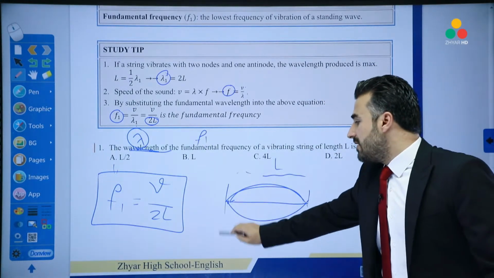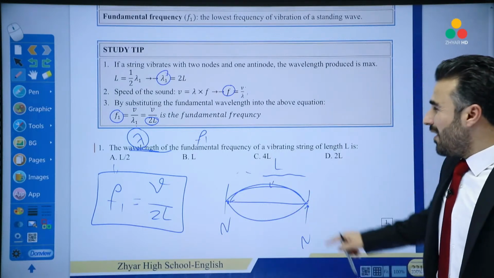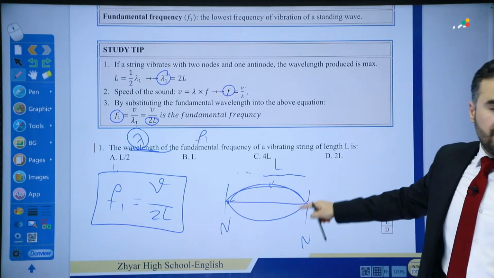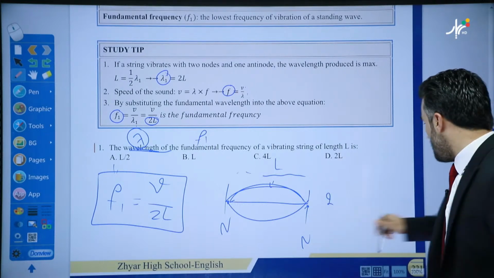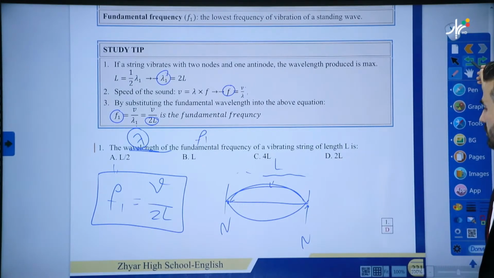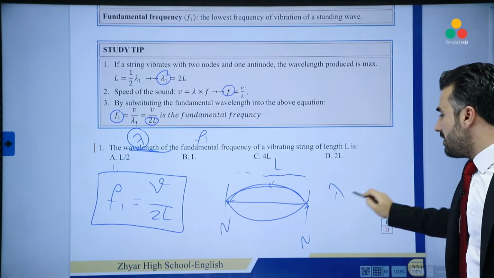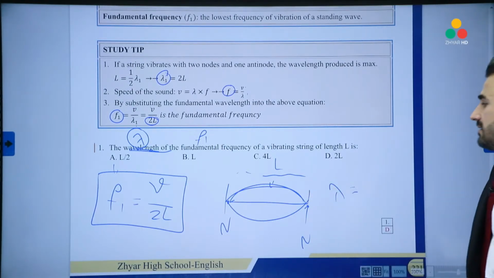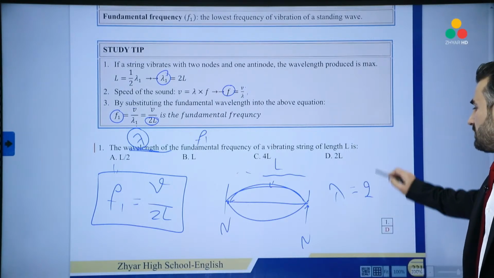So remember, we have a node and another node here, and there is one antinode here. So what is the wavelength equal to? We do know that the wavelength of this string or vibration equals 2 times the length.